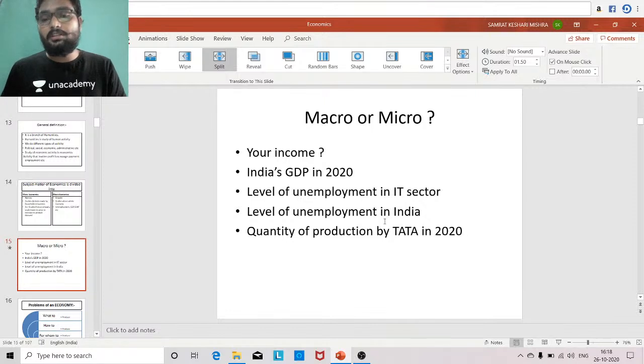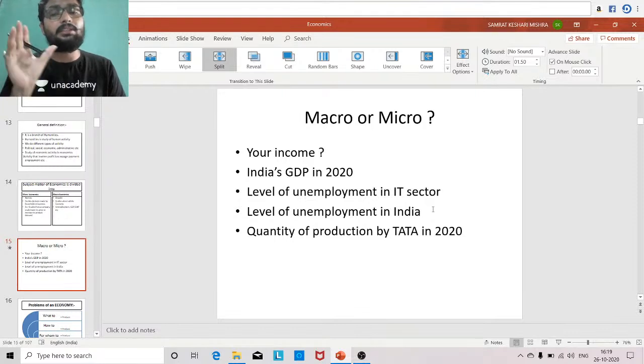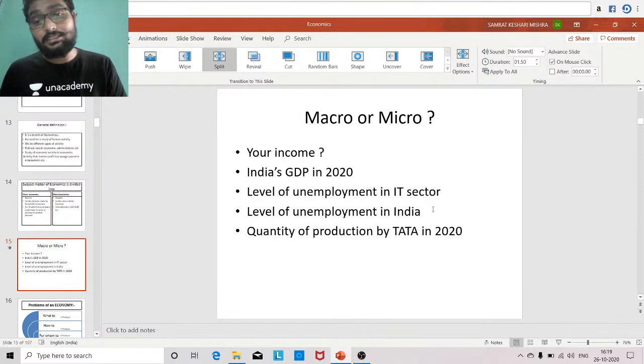The level of unemployment in the IT sector. I repeat the question. The question is the level of unemployment in the IT sector. IT is not the only sector of the economy. There are different sectors. There is the automobile sector, primary sector, secondary, tertiary. The tertiary sector is a very big sector. The information technology sector is one of them. And the question in this case only focuses upon the level of unemployment in the IT sector only.